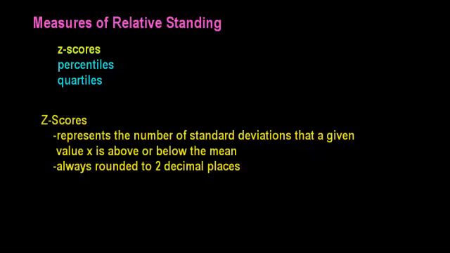So z-scores represent the number of standard deviations that a given value x is above or below the mean. So we'll find this value x, this particular test score, and we want to know how many standard deviations is this test score above or below the mean? And the z-score will give us that number, how many standard deviations a particular value is above or below the mean. And we always round z-scores to 2 decimal places.